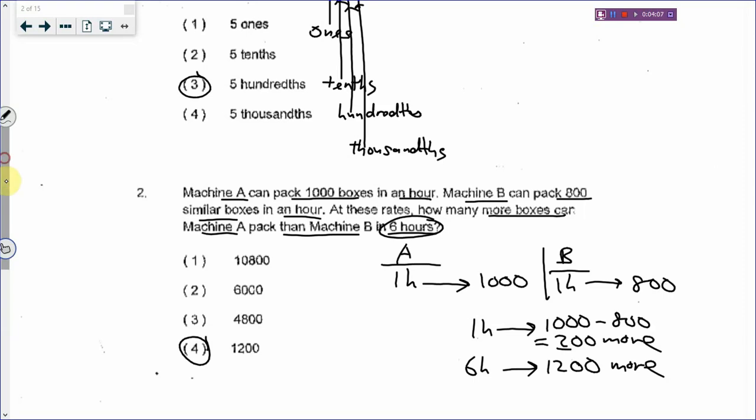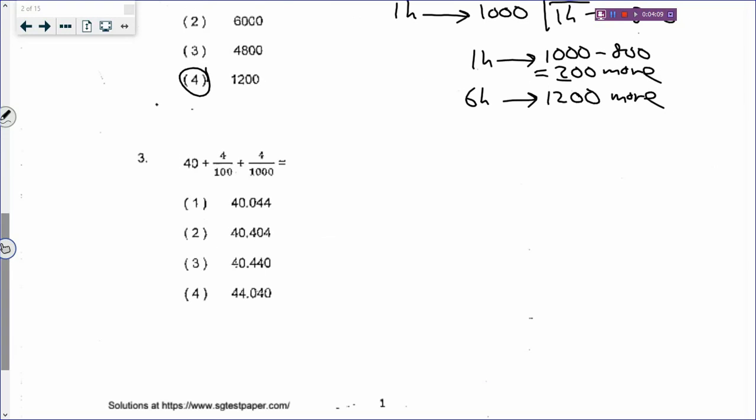Okay, let's go on to the next one. In this question you are tested on how to change fractions to decimals. So let's look at how we change. Now 40 is not a decimal, so you have to change it into a 0.0, make it into a decimal. Then your 4 over 100 is 400. So how do you write it as a decimal?